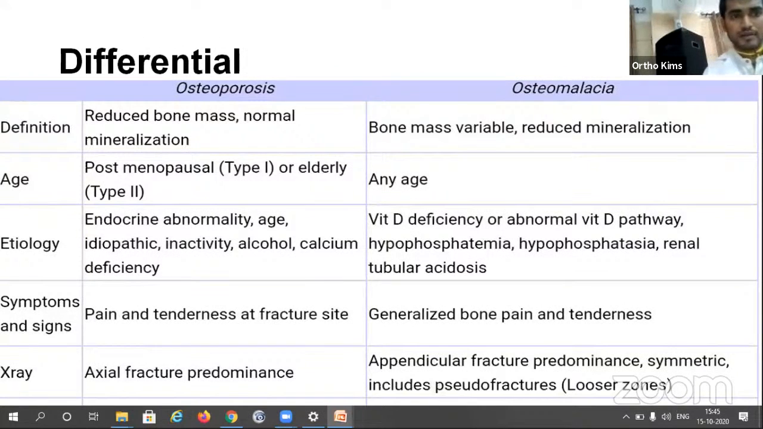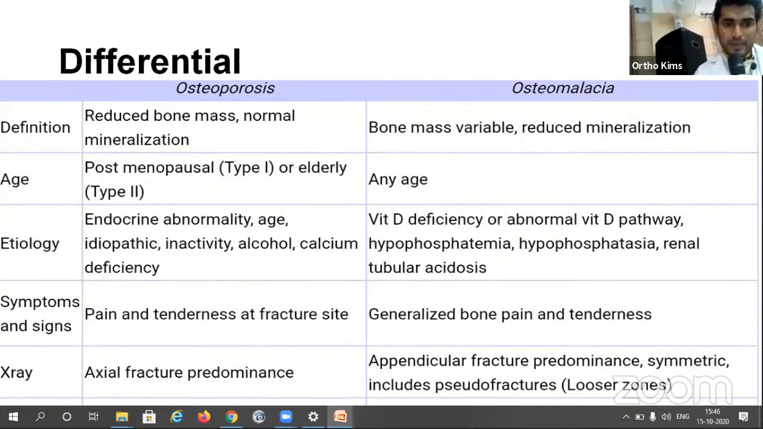Osteoporosis is reduced bone mass with normal mineralization, but in osteomalacia bone mass is variable with reduced mineralization. Age most common with osteoporosis is postmenopausal, that is type 1, and elderly, type 2. Osteomalacia can occur at any age. Etiology: endocrine abnormalities, age, idiopathic, inactivity, alcoholism, and calcium deficiency may cause osteoporosis. In osteomalacia, vitamin D deficiency and or abnormal vitamin D pathway, hypophosphatemia, hypophosphatasia, renal tubular acidosis.